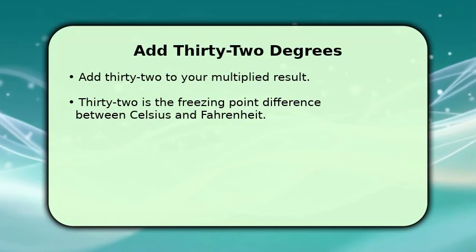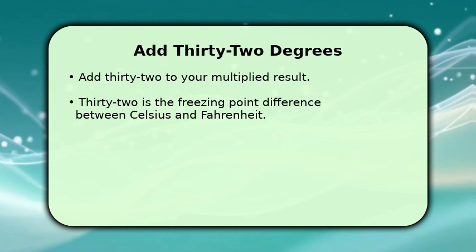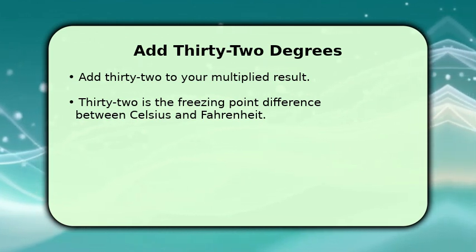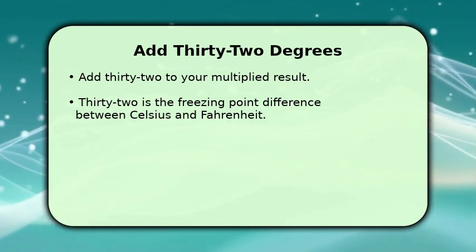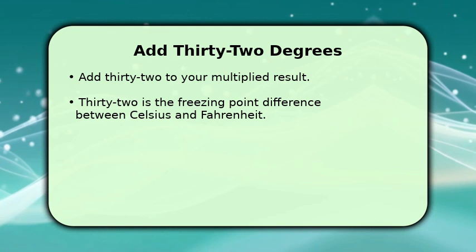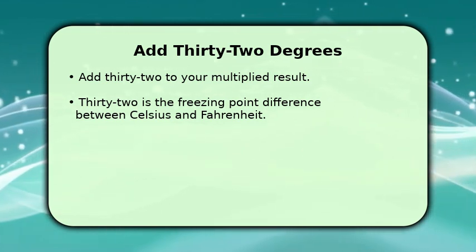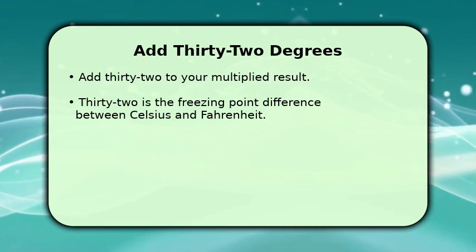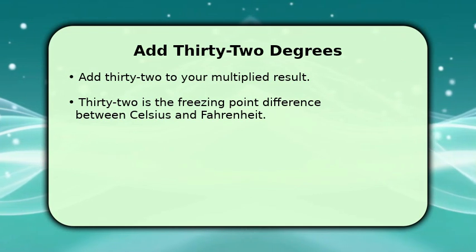The third and final step is to add 32 to the number you just calculated. This 32 is significant because it's the difference in the freezing points of water between the two scales. 0 degrees Celsius is 32 degrees Fahrenheit. So, continuing our example, if you had 18 from the previous step, adding 32 gives you 50. This completes the conversion, giving you the Fahrenheit temperature.